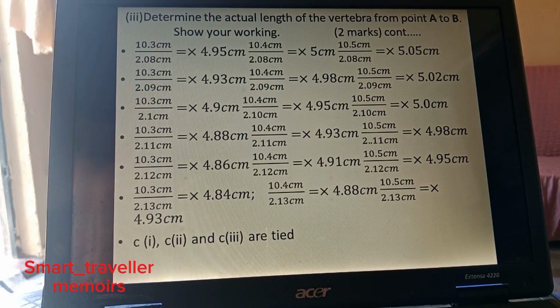Determine the actual length of the vertebra from point A to B, show your working. So there you are. C1, C2, and C3 are tied. So if you fail C1, you cannot get C2 and C3.